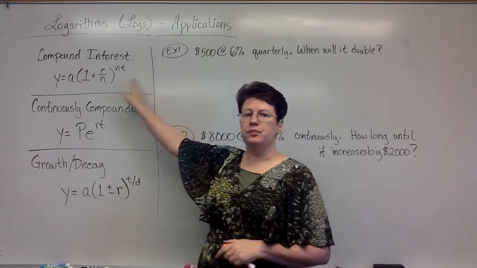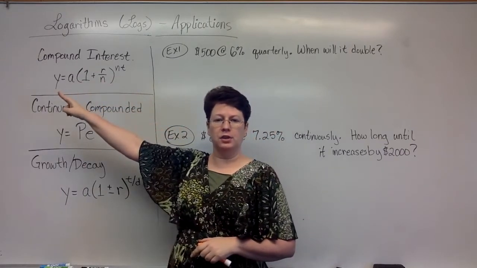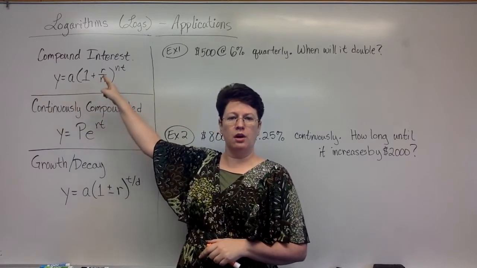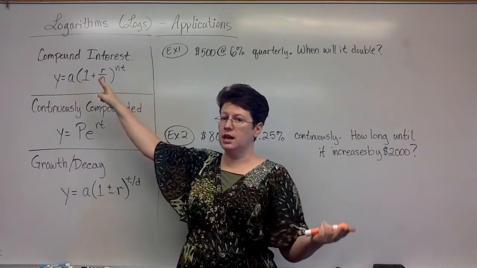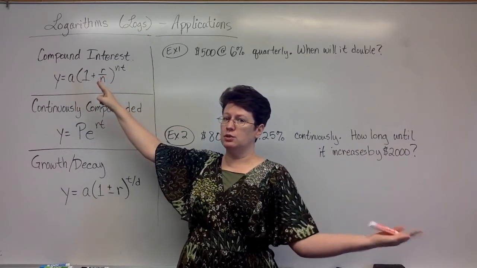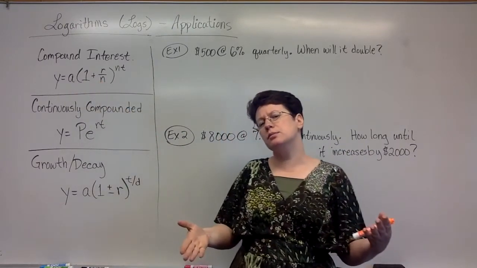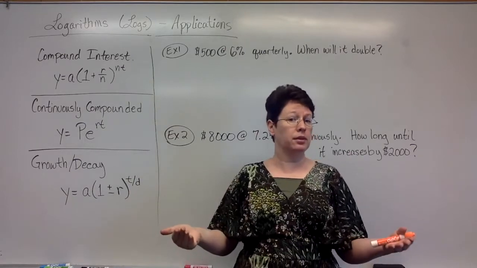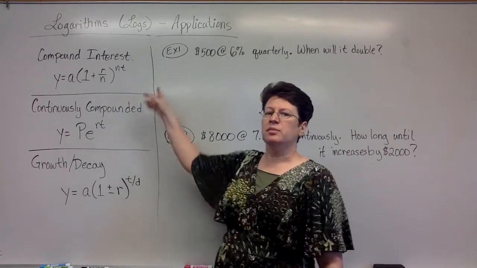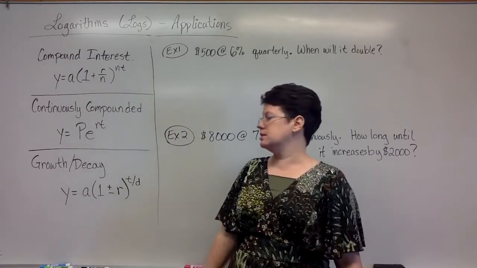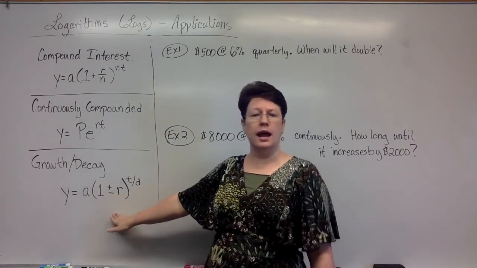Compound interest. So we have y, our final amount, a, the initial amount, r is our rate. Remember, it's a percent that we got to convert into a decimal. N was our frequency. That's when we said, how many times a year does this happen? Is it monthly, which is 12? And then T. T is time. That was easy. Then we did growth and decay.